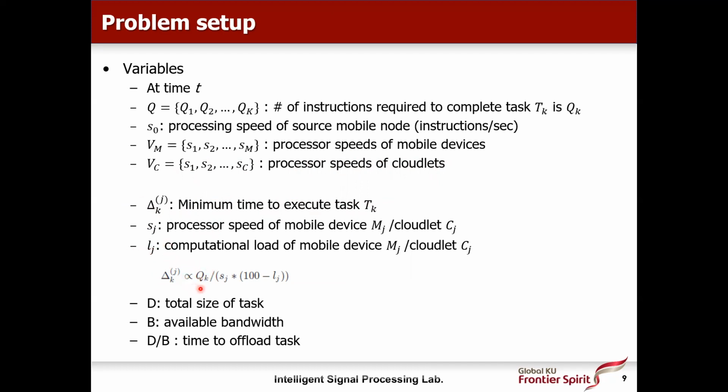And this is proportional to the size of the task, obviously. So the bigger the task, the longer it takes. And it's inversely proportional to the speed, obviously. So the faster the processing speed, the less time it'll take. And then the speed is offset by the computational load. So the larger the load, the slower the speed.